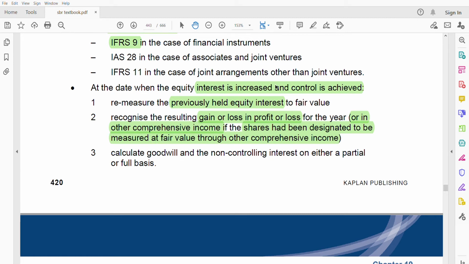Calculate goodwill, definitely, because you have achieved control, meaning more than 50%, you have to calculate goodwill. And calculate goodwill and NCI also. That NCI you can measure using the full basis, that means fair value, or proportionate share of net assets. That will be given to you in the exam, which method you have to use.